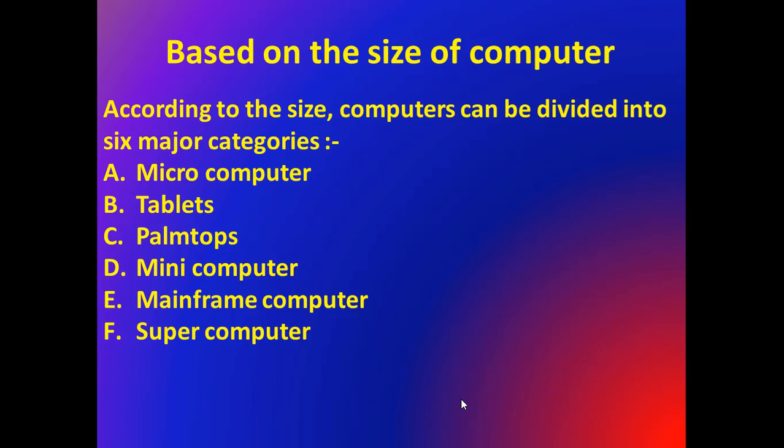Based on size, mainly, students, according to the size, computers can be divided into six major categories. Students, here are the six categories: micro, tablet, and palm top, but micro is the main category, and tablets and palm tops are its subcategories. Then mini, mainframe, and super. Major categories are the microcomputer, mini computer, mainframe computer, and supercomputer. But tablet and palm top are also included in this, as they are also part of the microcomputer.